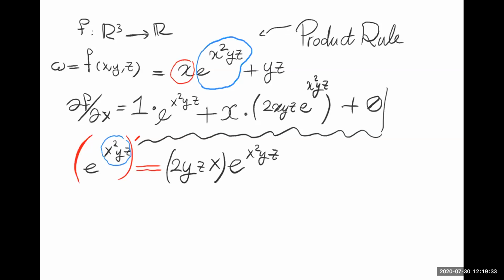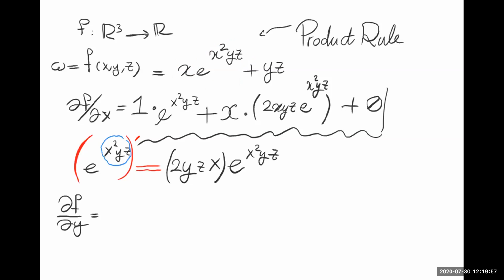What is the partial derivative with respect to y? Well, here I should assume x, y, and z: I should assume only y is a variable. X and z are constant numbers. So here there is no need to use product rule anymore.